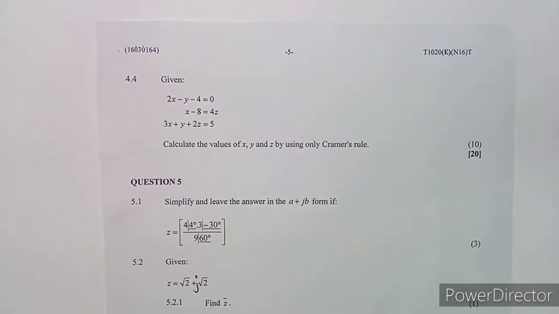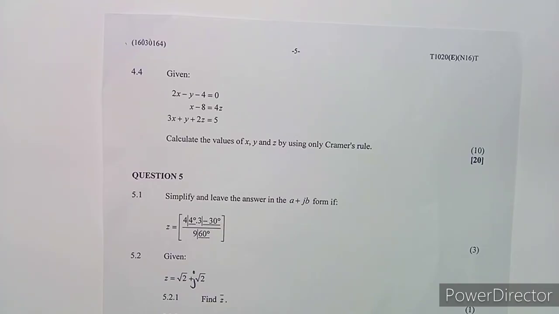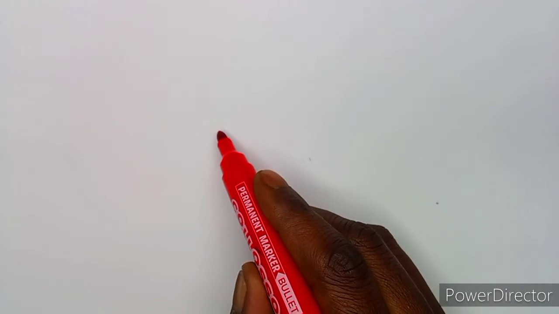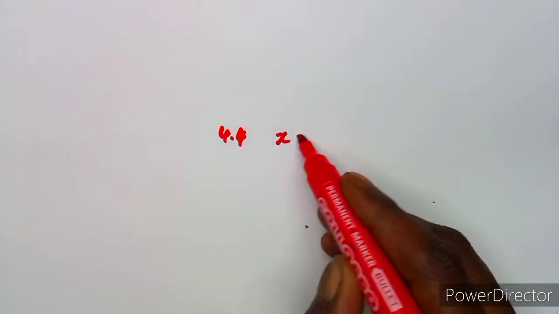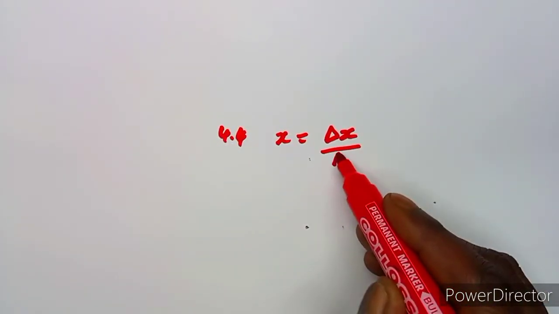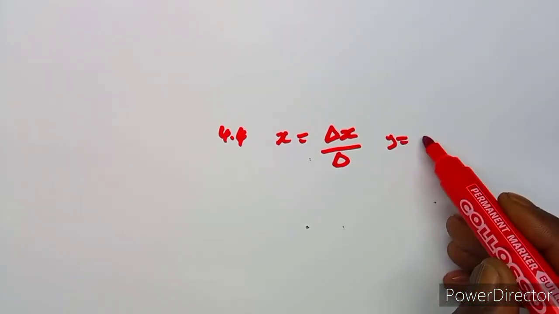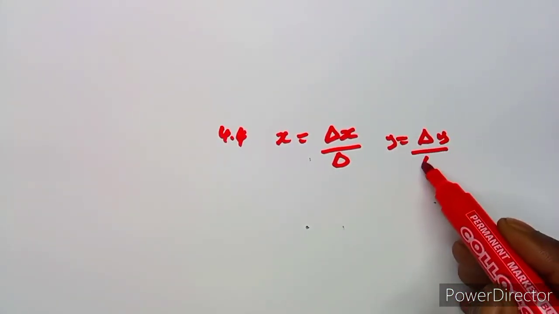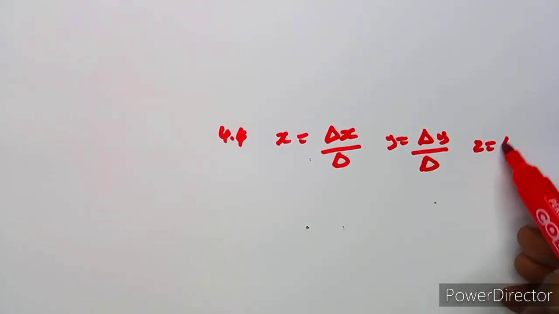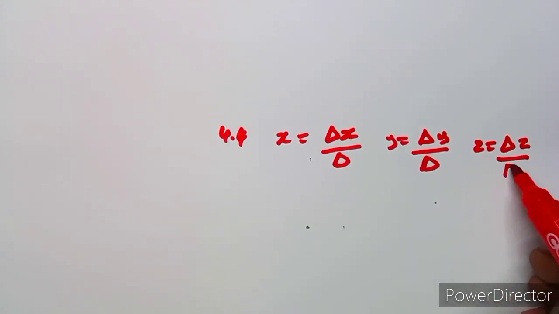Okay, given those equations, calculate the values of x, y, and z by using only Cramer's rule. So we need to find the values of x and y there by using Cramer's rule. Remember, guys, from your Cramer's rule that in order for you to have the value of x, it is going to be the determinant with respect to x over the determinant of constants, the same for the determinant of y over the determinant of constants. Your z is going to be the determinant with respect to z over the determinant of constants, just like that, guys.